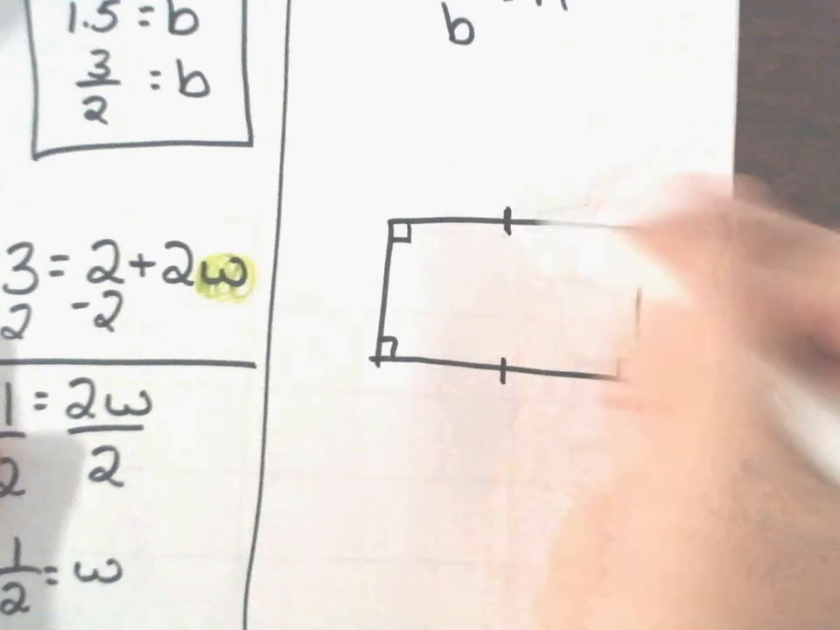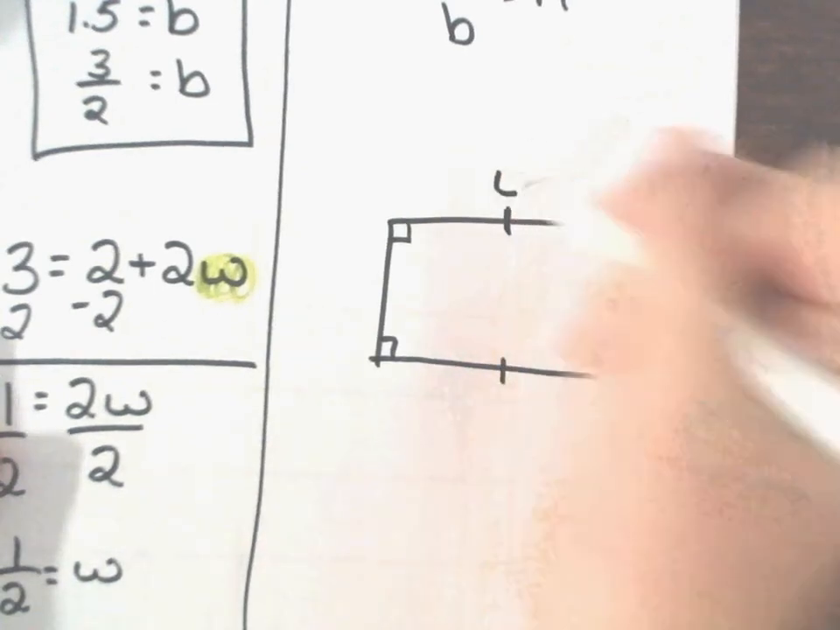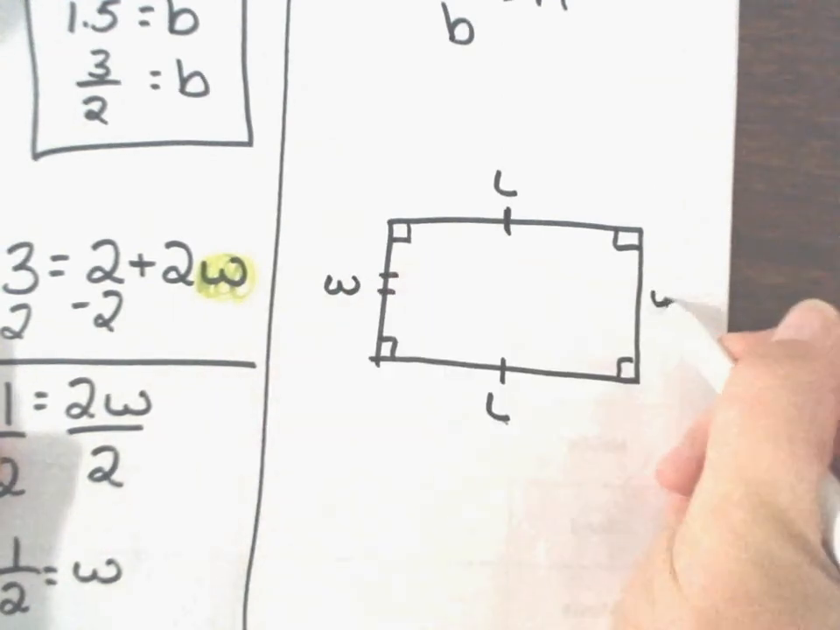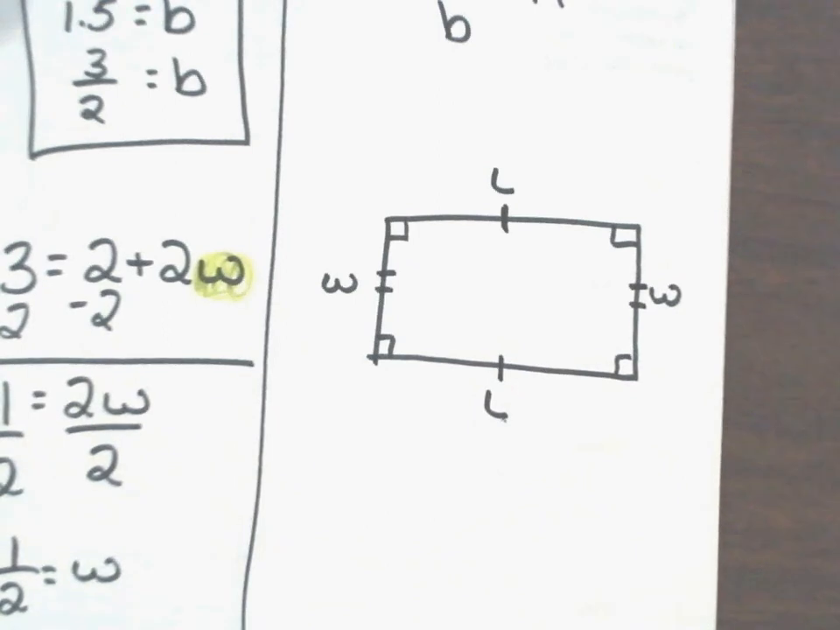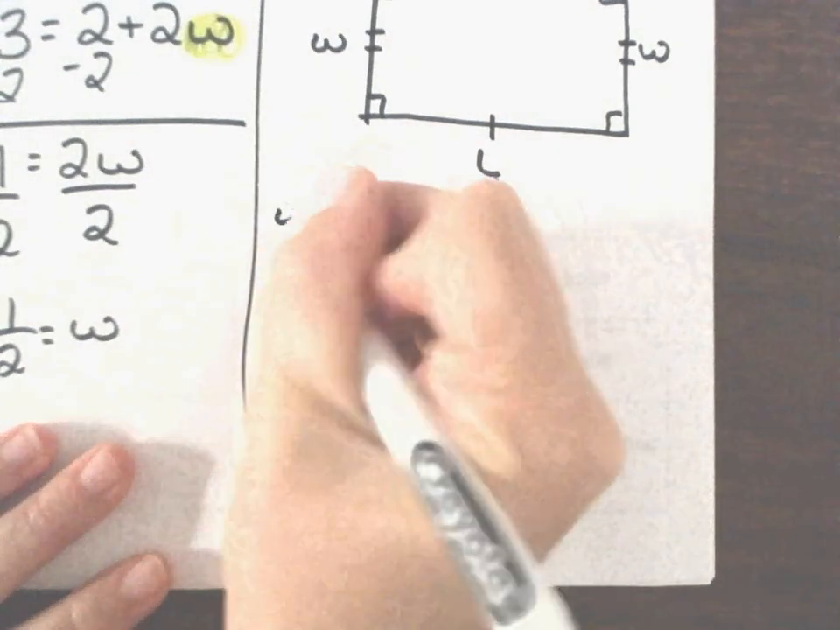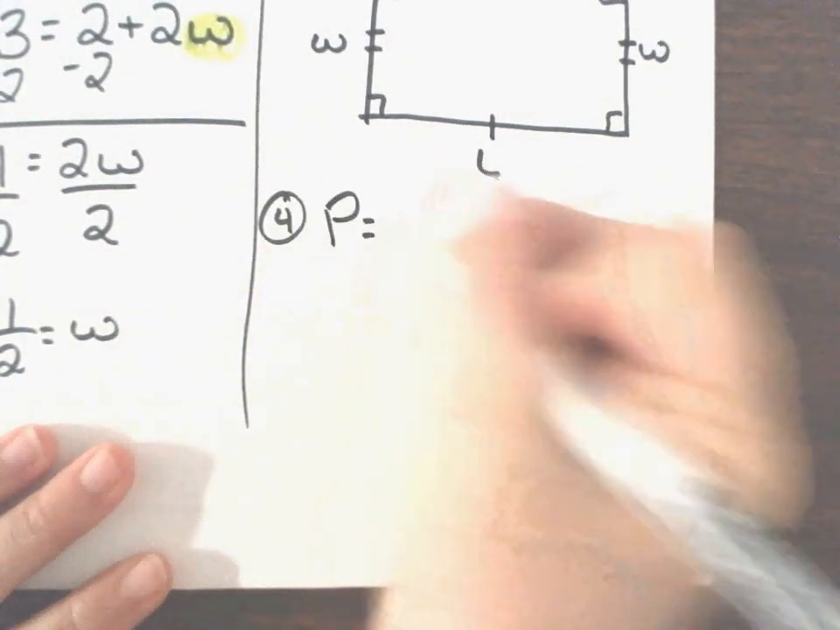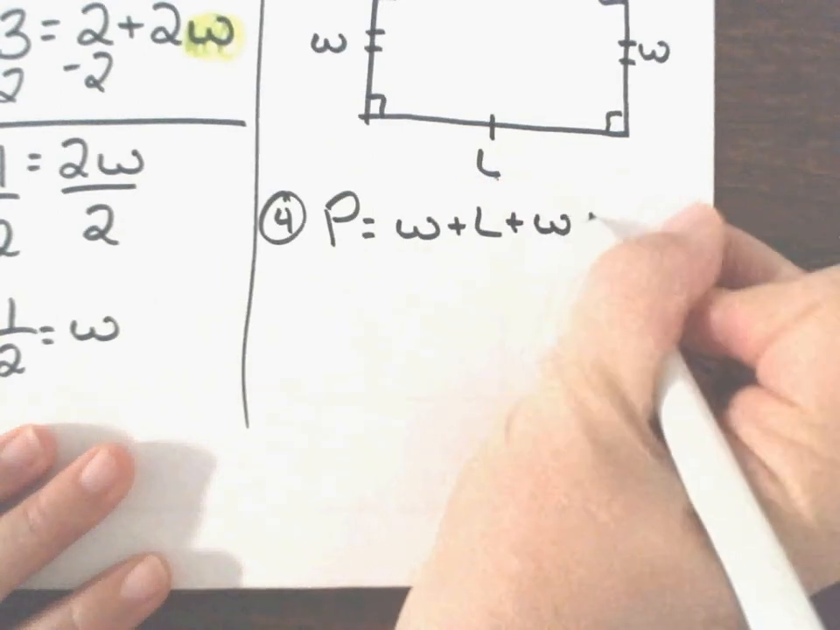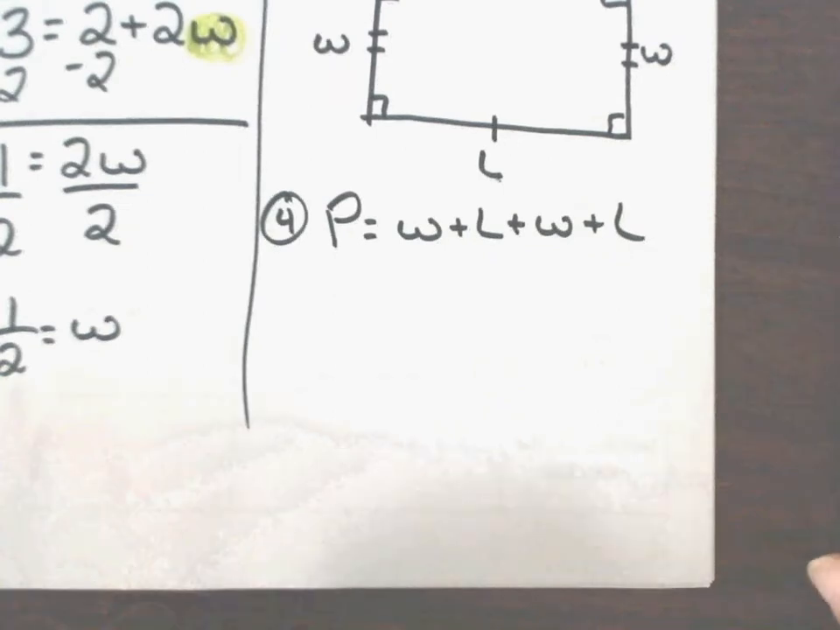these two sides are the same, so this would be your length, we'll make those L, and your two widths are the same, that makes a rectangle. Now, if I was going to do a perimeter of that, I would say W plus L plus W plus L, right? So that's what we're going to write down. On number 4, we're going to say capital P, because that stands for perimeter, and we have W plus L plus W plus L.